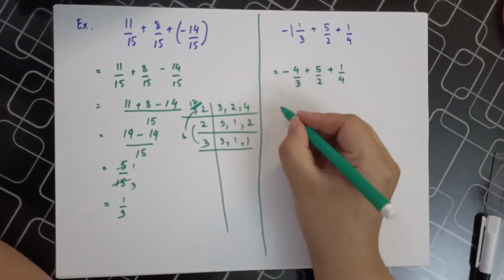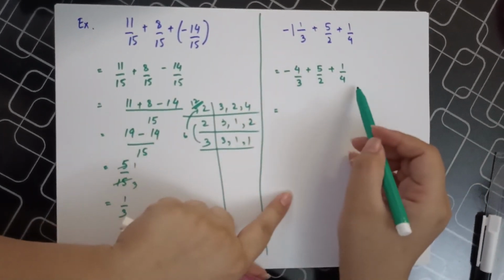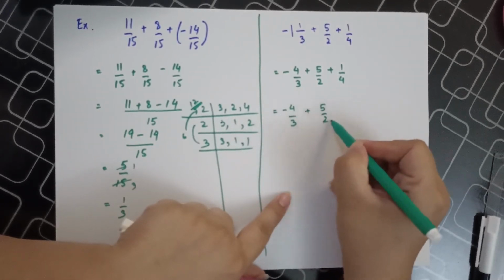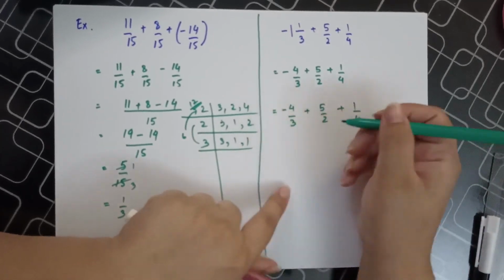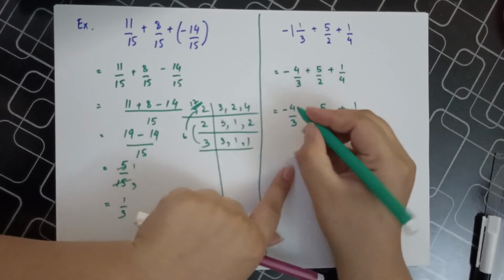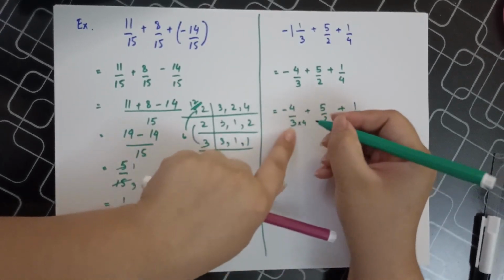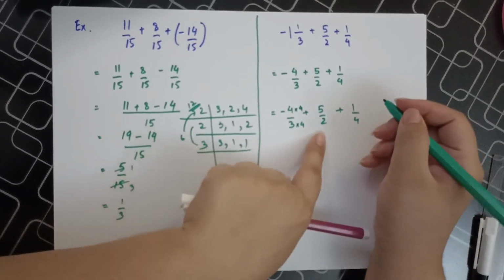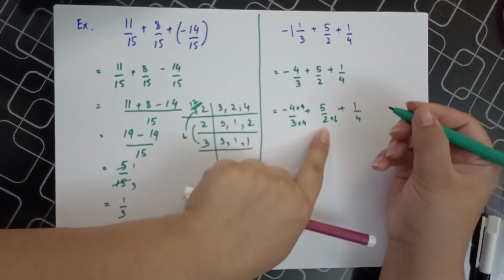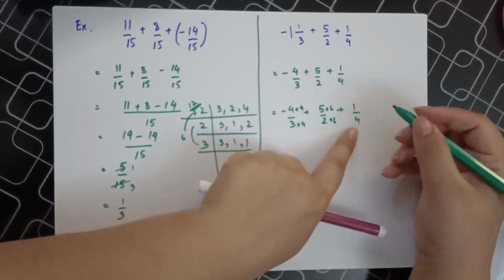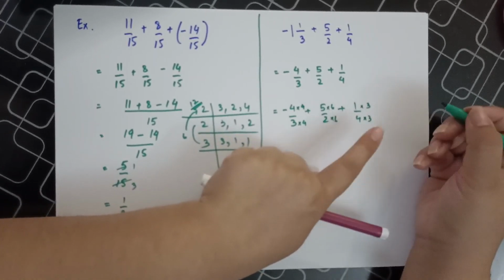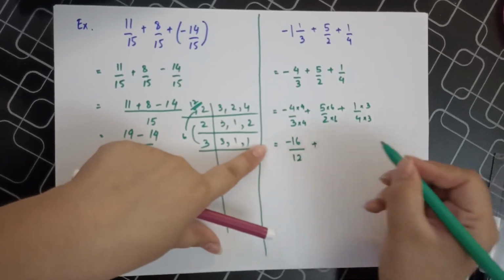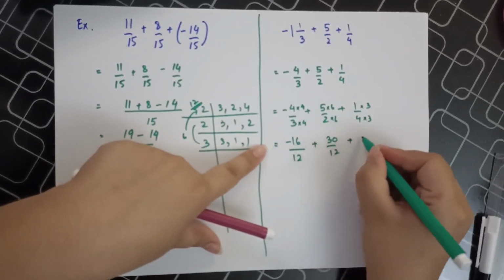Now we have to make these denominators 12. So we have minus 4 upon 3 plus 5 upon 2 plus 1 upon 4. We're going to convert these denominators into 12. We multiply 3 by 4 because 12 comes in the table of 3 when multiplied by 4, so we multiply the numerator by the same digit. 2 6s are 12, so 5 multiplied by 6. And 4 3s are 12, so we multiply 1 with 3. Now we're going to have minus 16 upon 12 plus 30 upon 12 plus 3 upon 12.